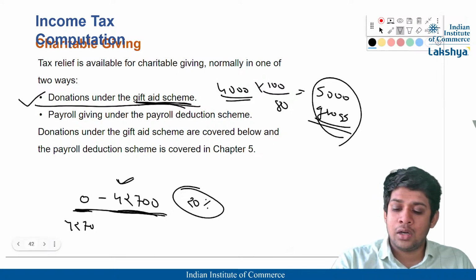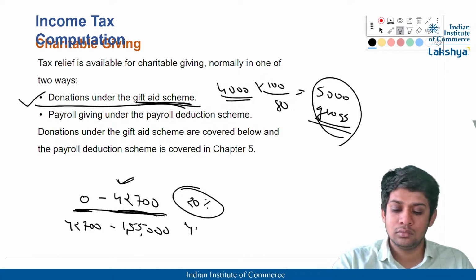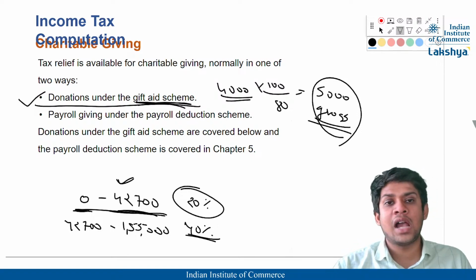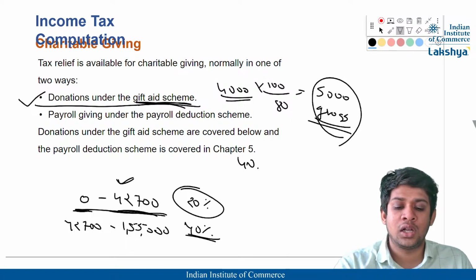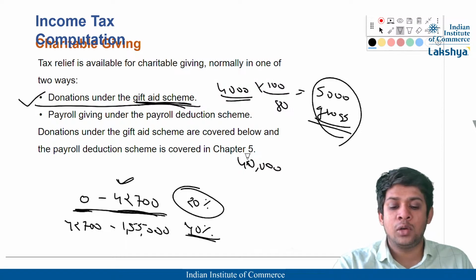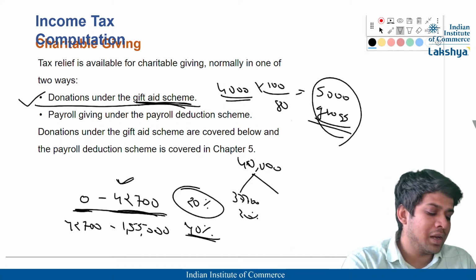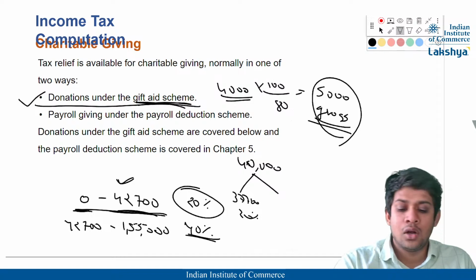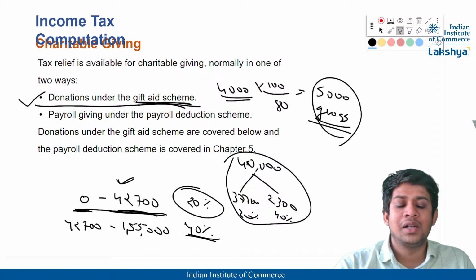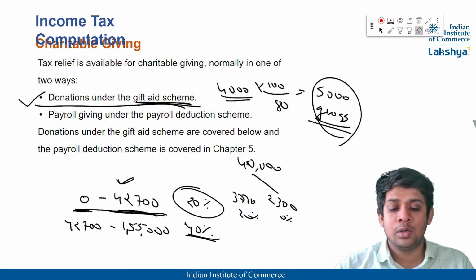From 42,700 to 155,000, I will be charged 40%. So if during the year my income was 40,000, and I had not paid this donation, it would have been charged as 37,700 at 20%. And above that, 40,000 minus 37,700, on 2,300, I would have paid 40% tax, right? But since I have made a donation, this will be reduced.